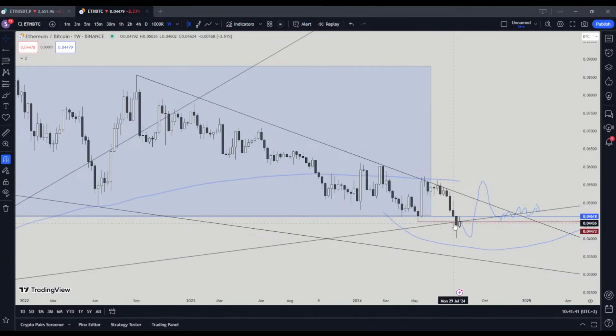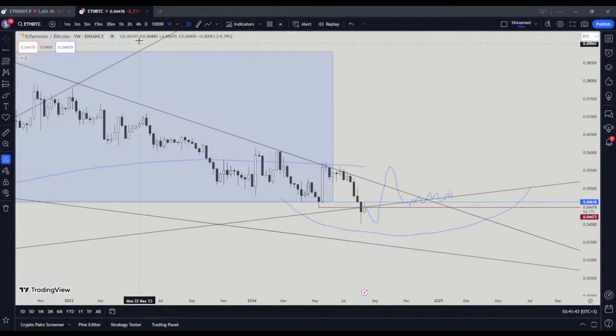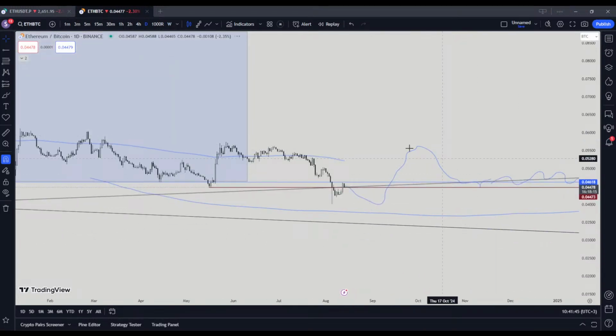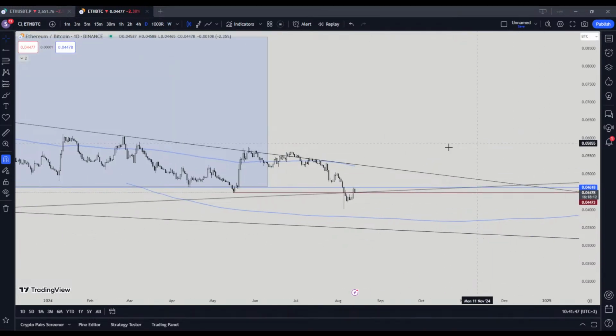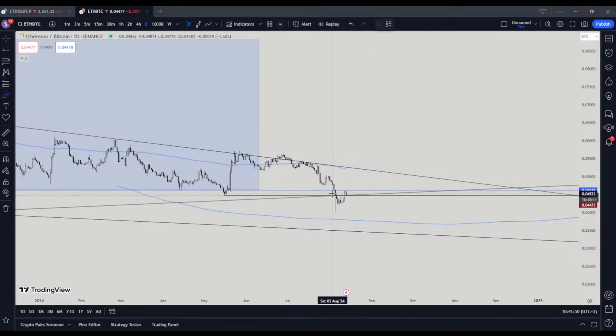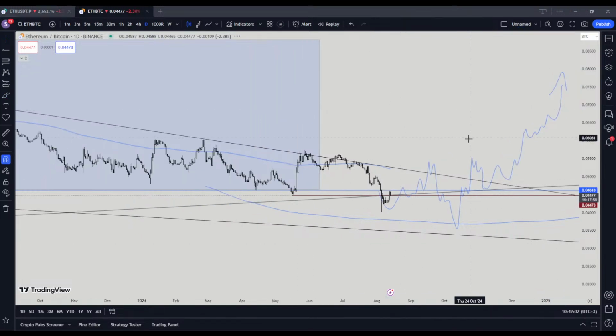Okay, fine. This is a weekly time frame. Let's get on a daily, because I see a span of 3 months for the bottom to form. August, September, October. So you want to see something like this, and then like this.